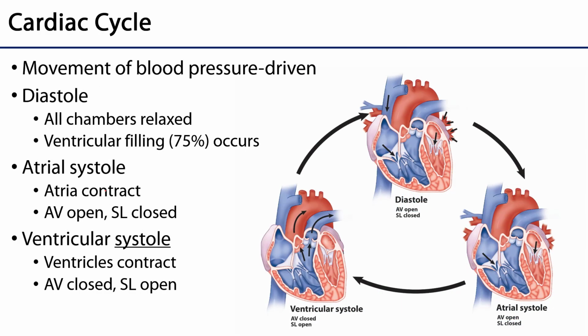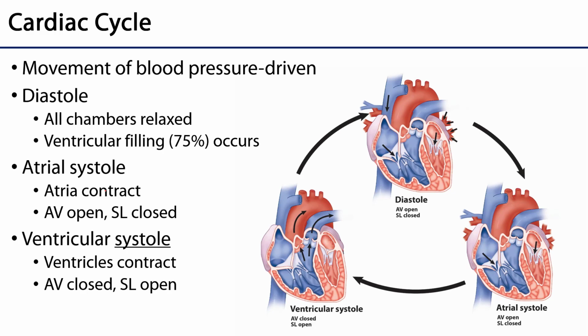Now, the cardiac cycle is fairly straightforward. Blood, as it moves through the cardiovascular system, is just a fluid responding to pressure. Fluids move from areas of high pressure to low pressure. And the heart itself is a pump that applies pressure to blood so that it may be distributed through the vasculature. But the heart will work according to pressure as well.